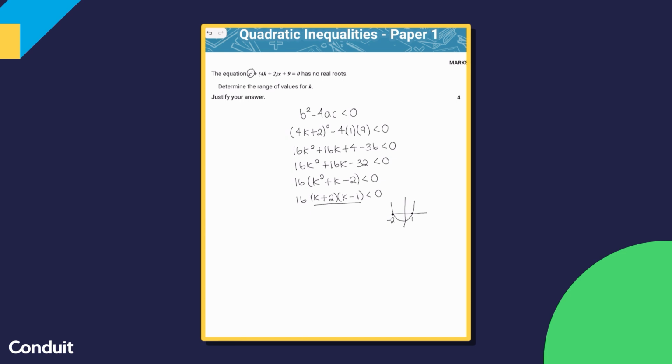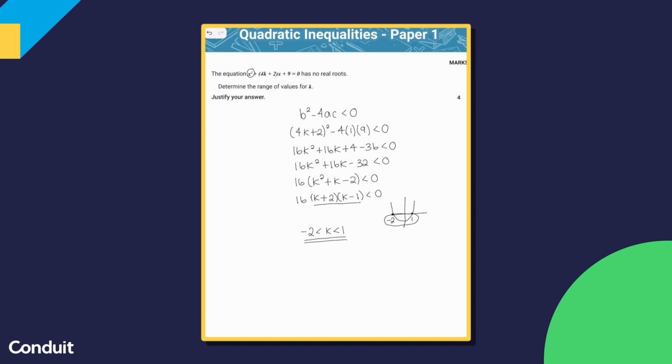minimum turning point. Applying this to our condition, we are interested in when our discriminant is less than 0, in other words, when it lies below this axis. So this means that negative 2 is less than k, which is less than 1. In other words, when k lies between negative 2 and 1, we have no real roots.